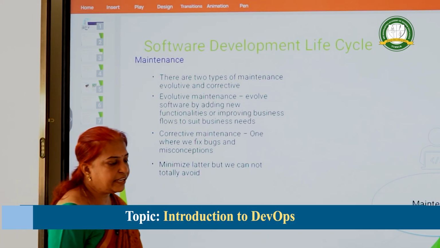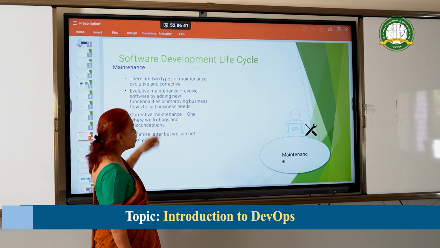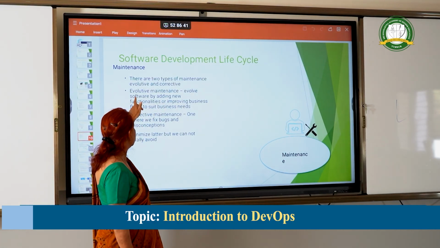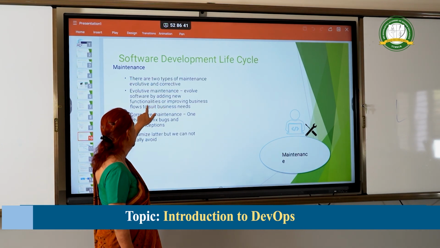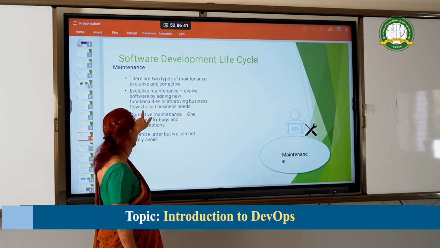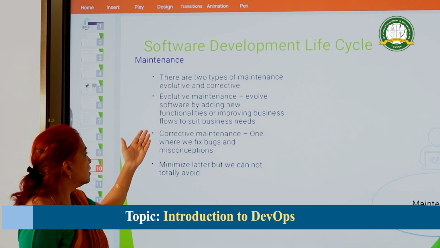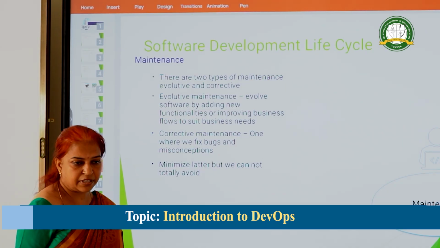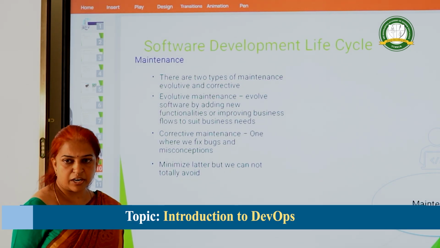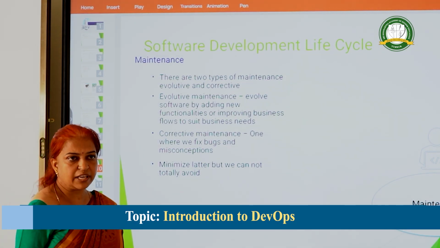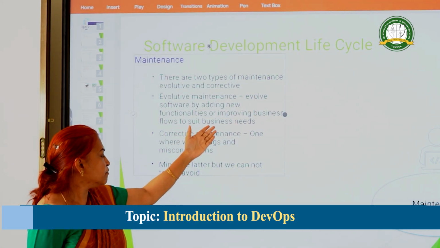Next we will be having the maintenance. There are two types of maintenance, evolutionary and corrective. What do you mean by evolutionary? Evolutionary maintenance evolves the software by adding new functionalities or improving the business flow to suit the business needs. For example, if the mobile has something in the older model, they will adopt some new thing in the newer model, adopting that functionality to improve the business flow to suit the business needs.